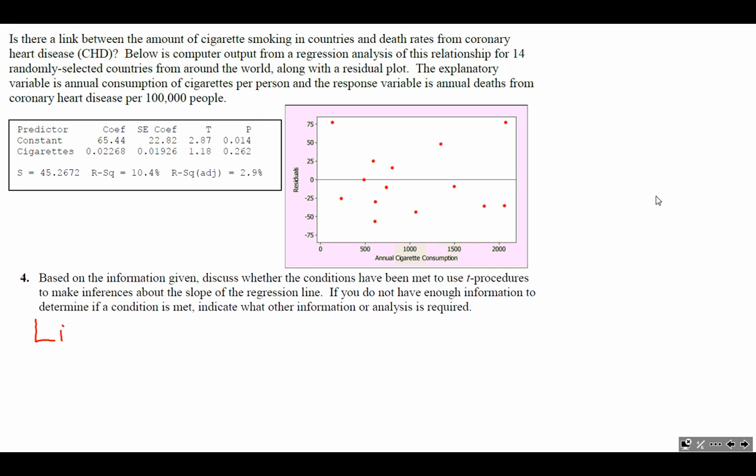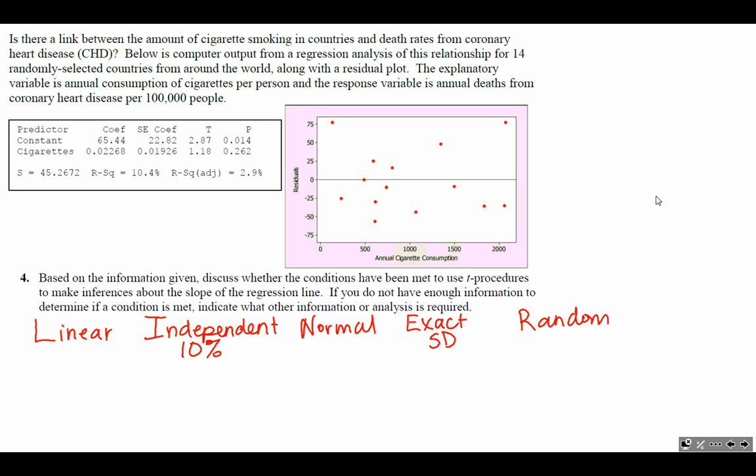So L is for linear, I is for independent, and within independent, make sure you also discuss 10%. I know it's kind of weird that it fits there, but just stick with that, and then you won't forget. The N is for normal. The E is for equal standard deviations, not exact, though it's weird. The E is for equal, but it's talking about standard deviations. And the R is for random.